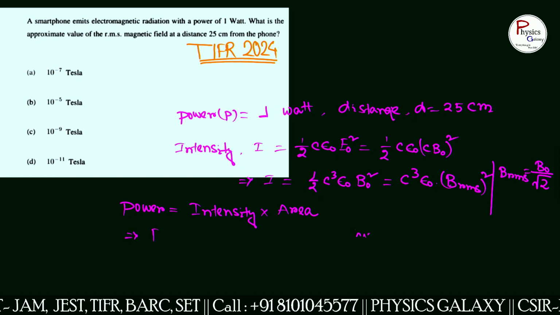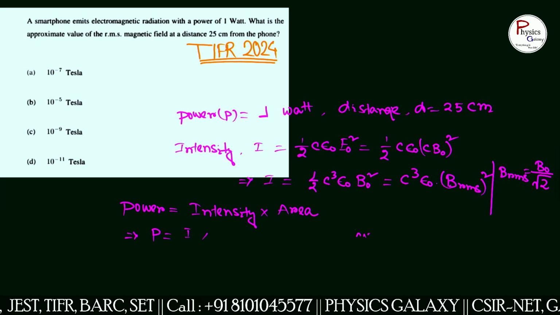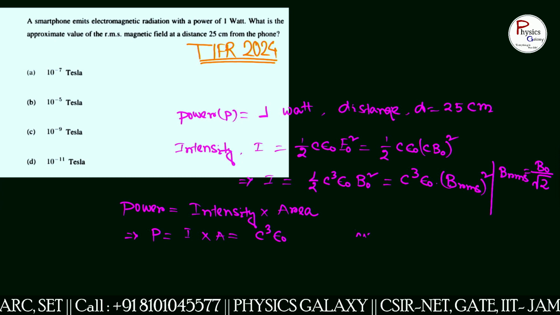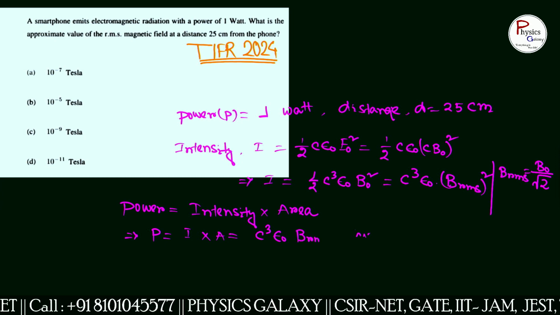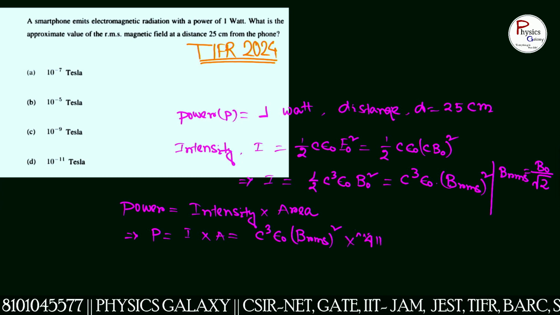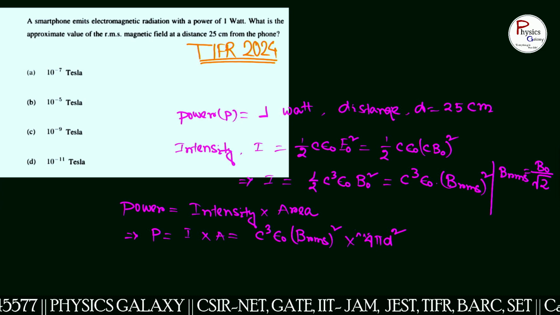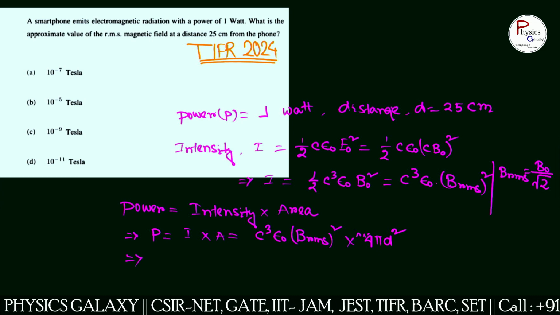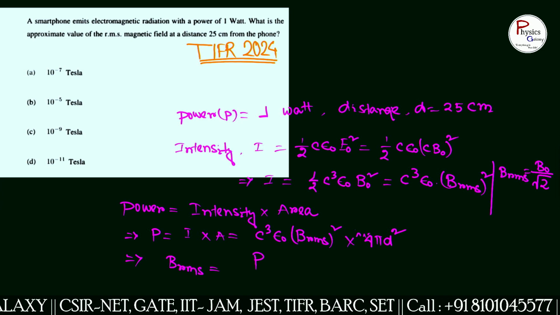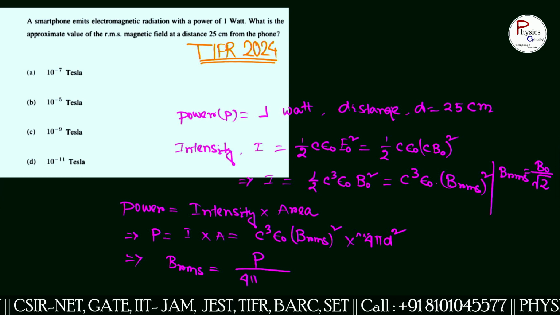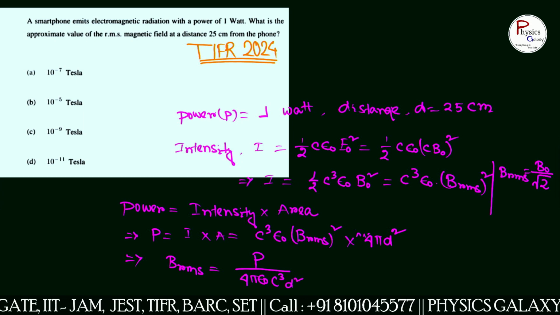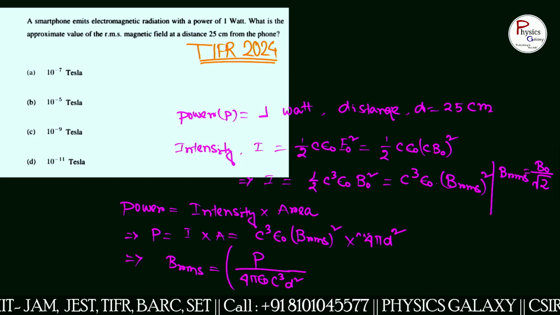Now P equals I into A. After putting the value, c cube epsilon 0 B_rms square into 4 pi d square, which was the area from the source. So B_rms equals to (P by 4 pi epsilon 0 c cube into d square) whole to the power half.